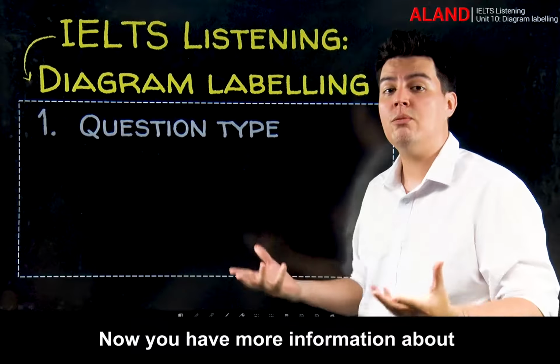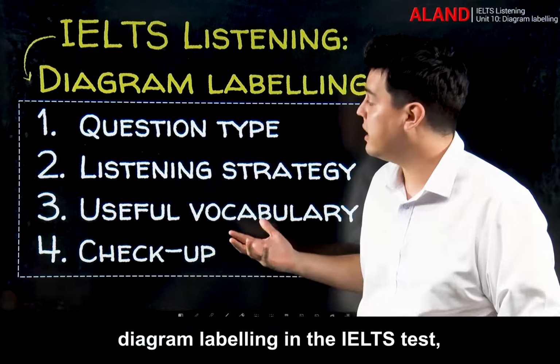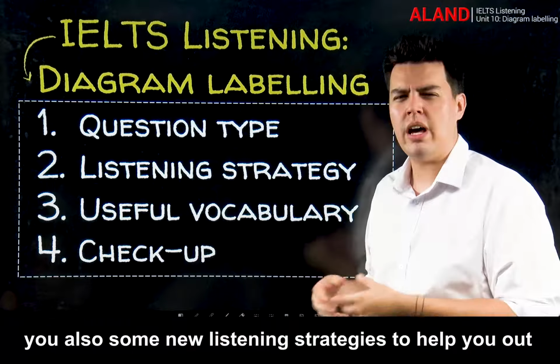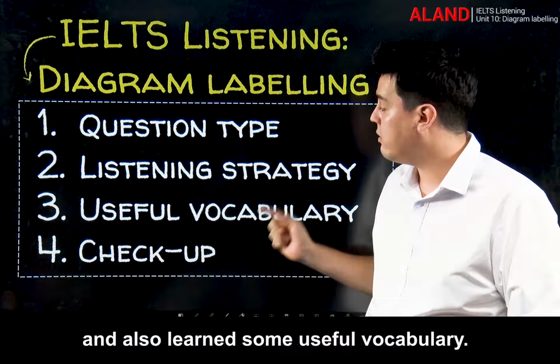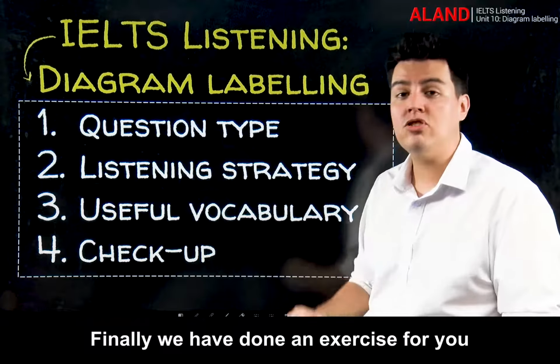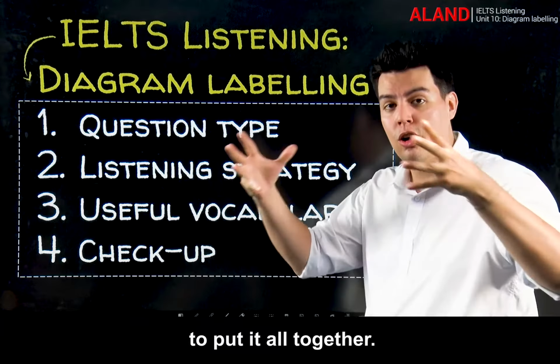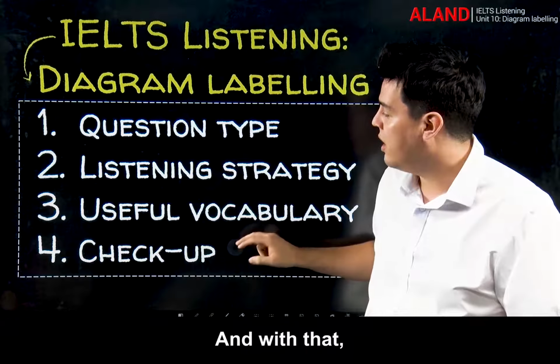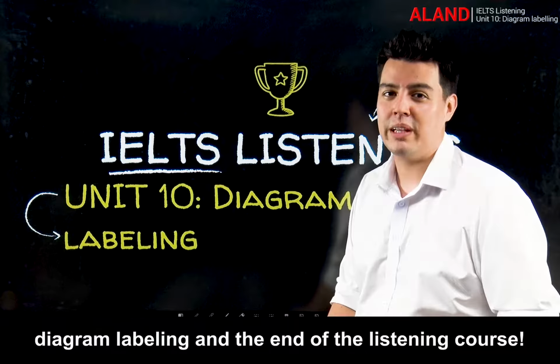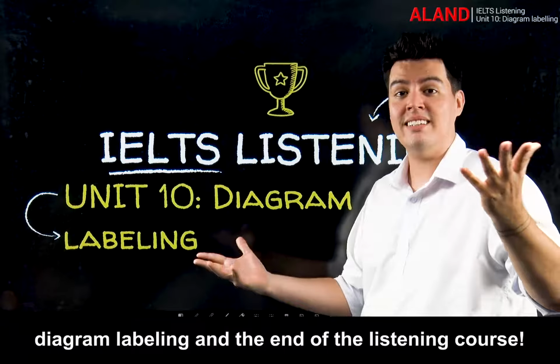Now, you have more information about diagram labeling in the IELTS test. You also have some new listening strategies to help you out. And you have learned some useful vocabulary. Finally, we have done an exercise for you to put it all together. And with that, we come to the end of Unit 10, Diagram Labeling. And the end of the listening course.